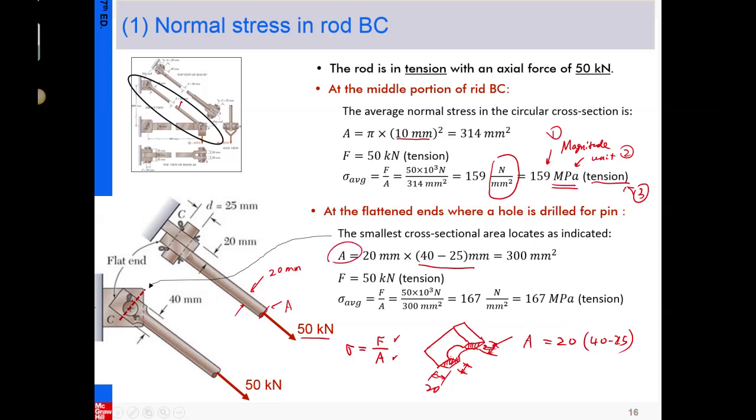We determine A. And again, the magnitude throughout the bar BC equals 50. So the magnitude equals 50 divided by the area we just found, 167. Okay, and again, the magnitude, unit, and attribute: tension.